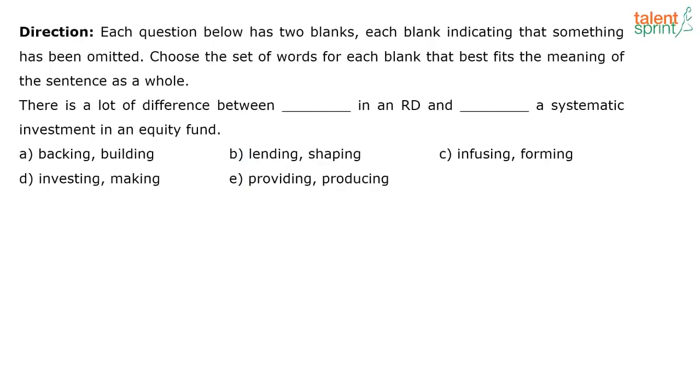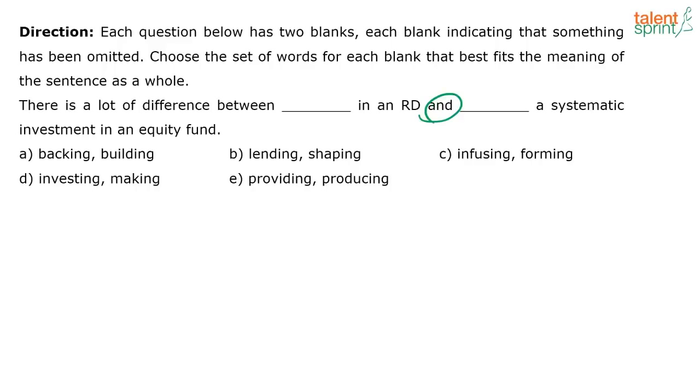It's in the vocabulary. There is a lot of difference between dash in an RD and dash a systematic investment in an equity fund. This is an easy one. What's the clue word from the context? You can even apply parallel construction in this. A little bit of grammar here. You'll arrive at the answer. Why am I saying parallel construction? Is simply because of the synonym hint word, right?